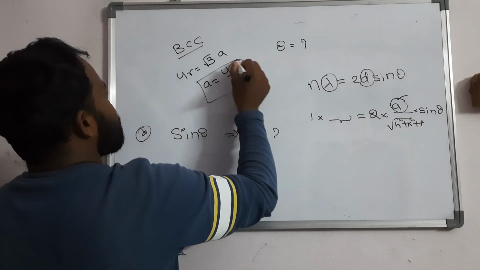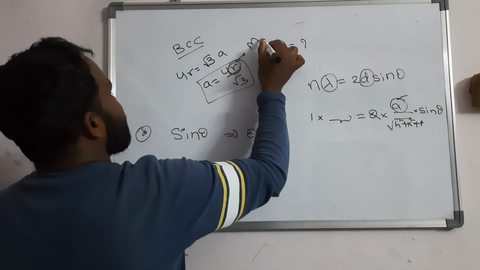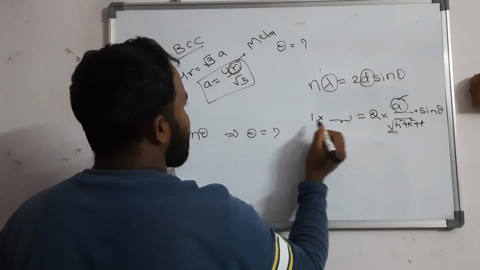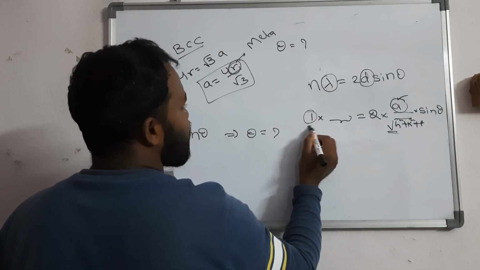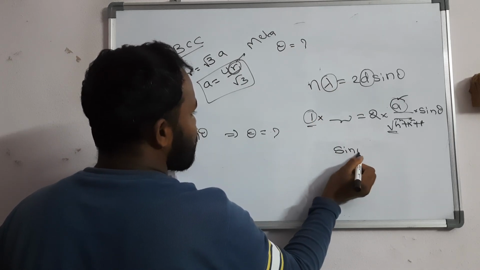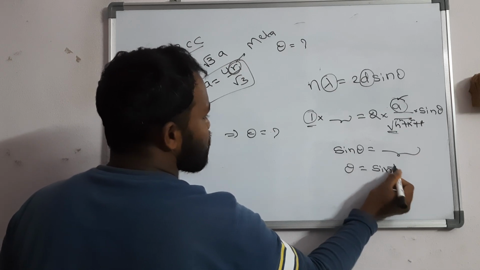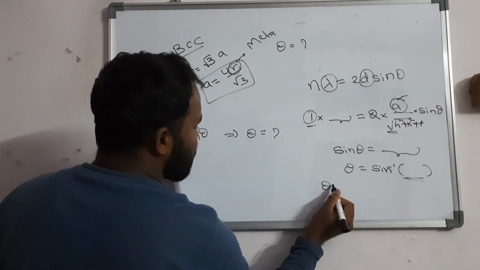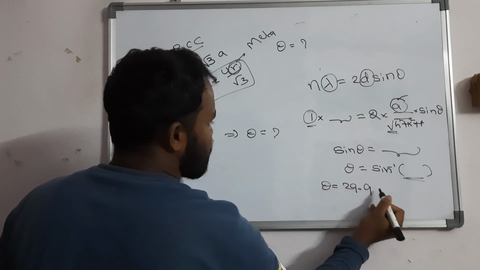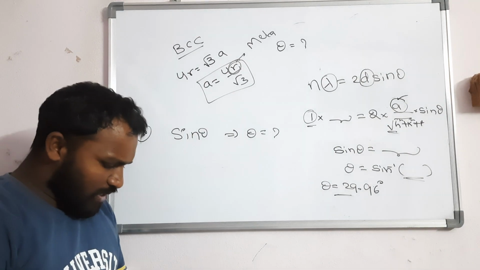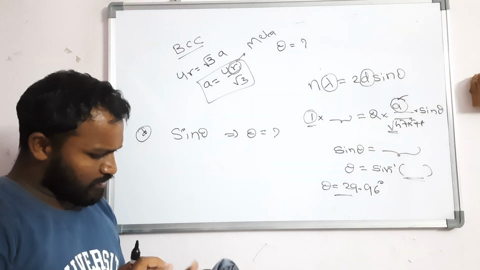They also gave the r value for the metal. After substituting a, root hkl and the lambda value, with order 1, you will get the sin theta value. Then theta is equal to sin inverse. So the answer is theta equal to 29.96 something degrees. This is the question from the solid state they asked.